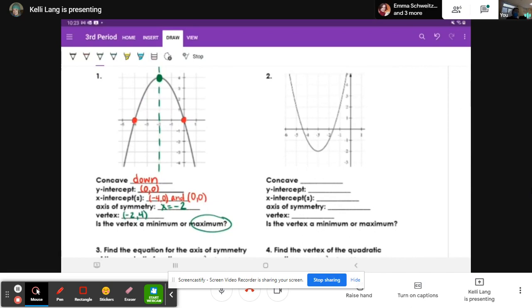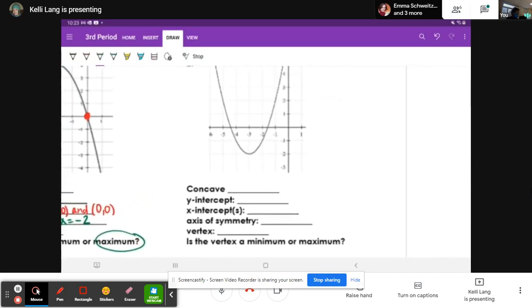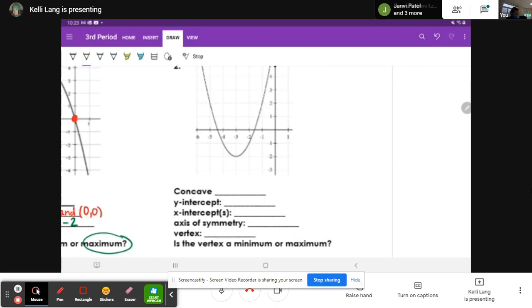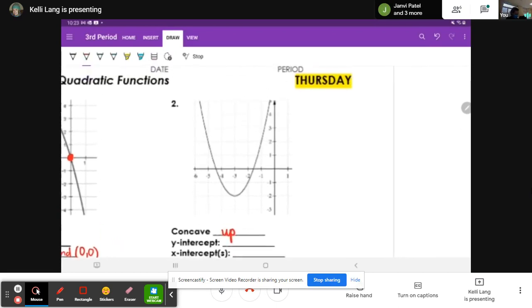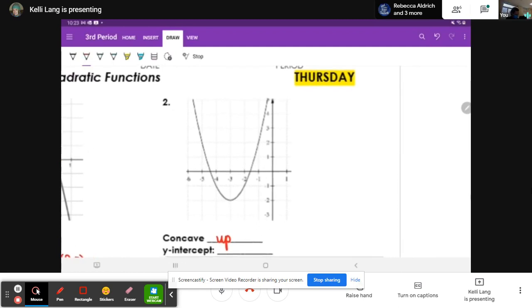All right, let's look at number 2 together. All the same questions. This one is concave up like a smile. And I apologize for the format of this graph, but it looks like the y-intercept is actually going to be up off the page somewhere. So we could kind of estimate this.